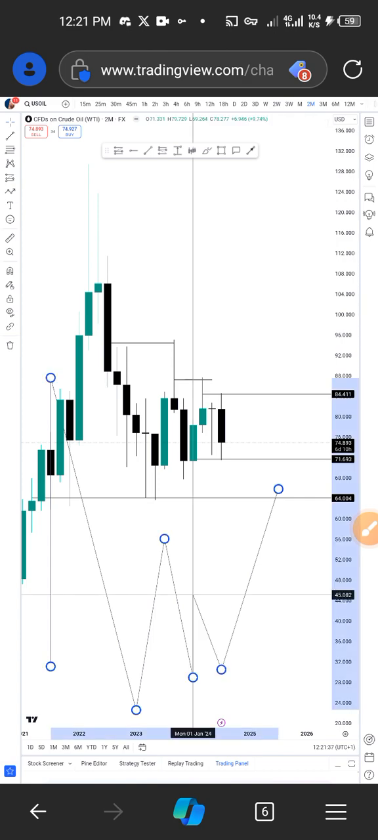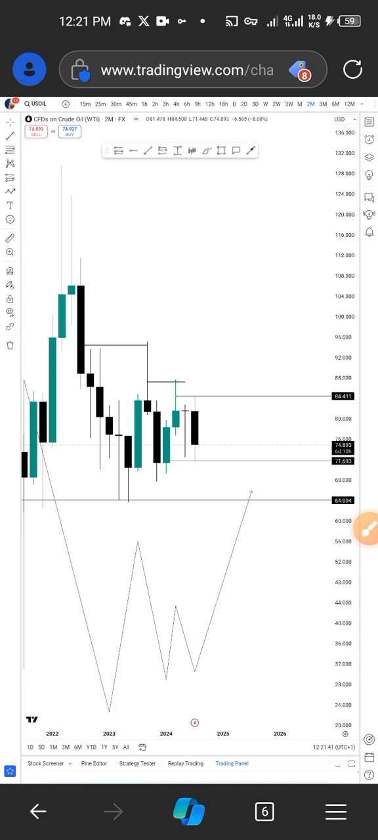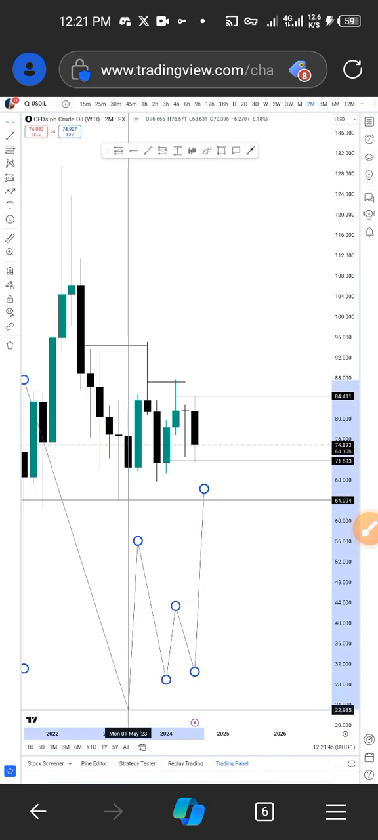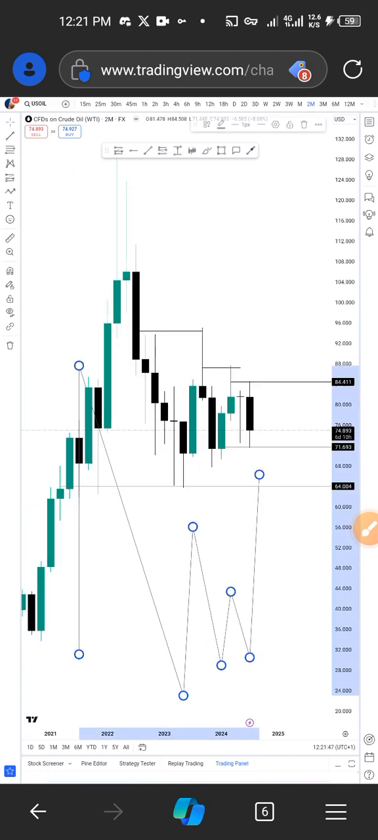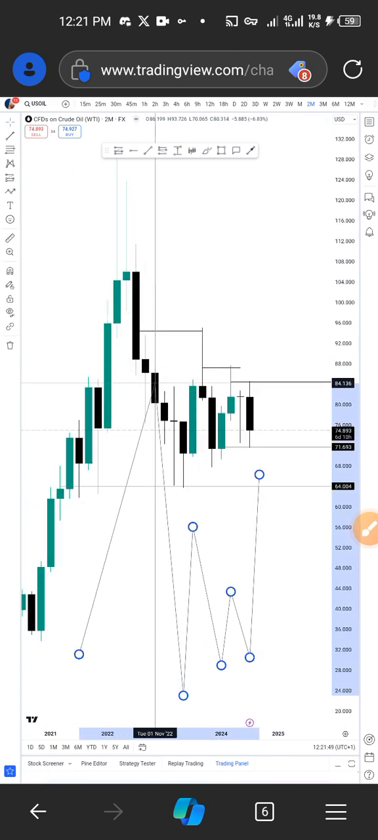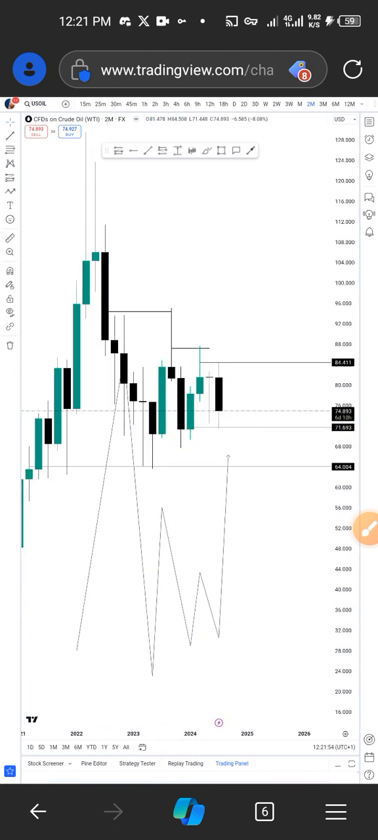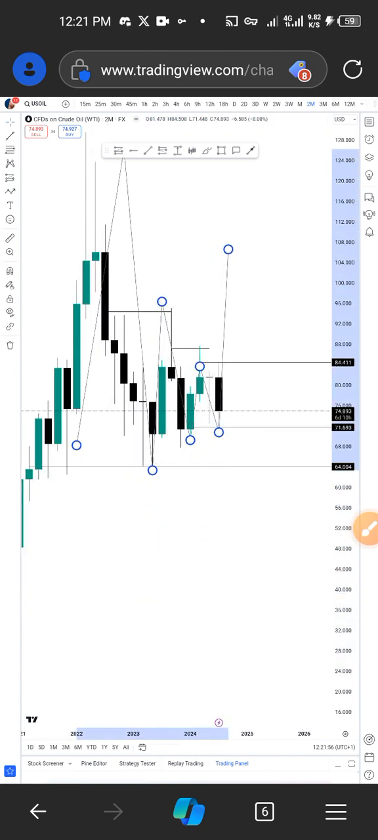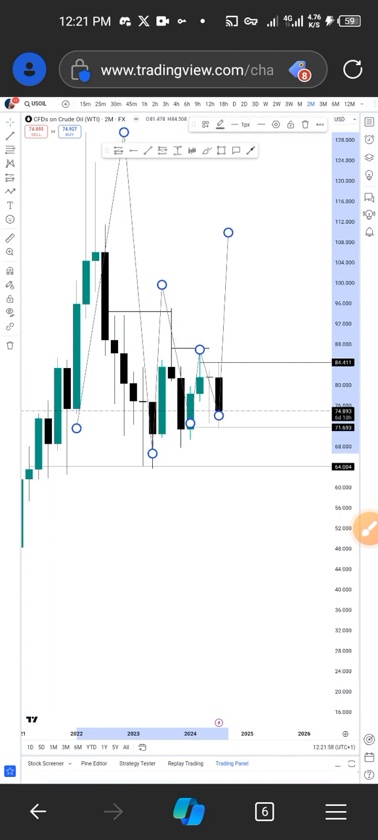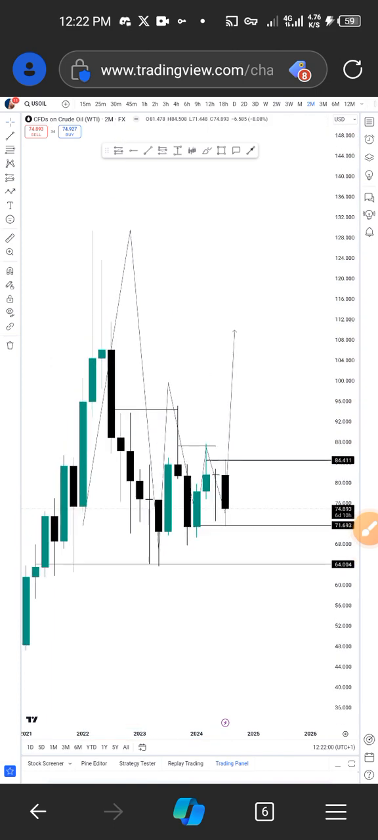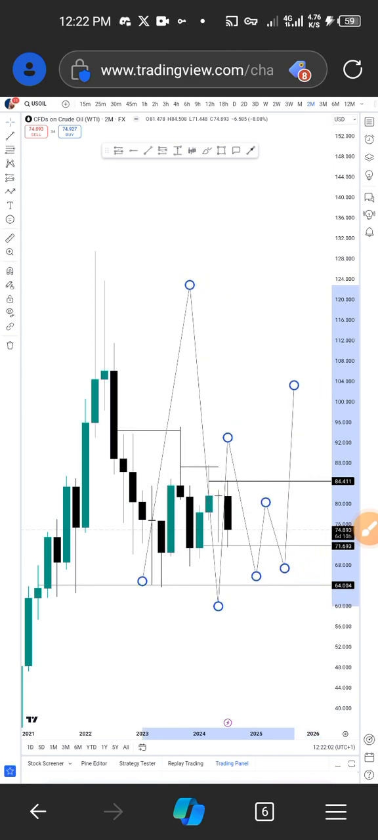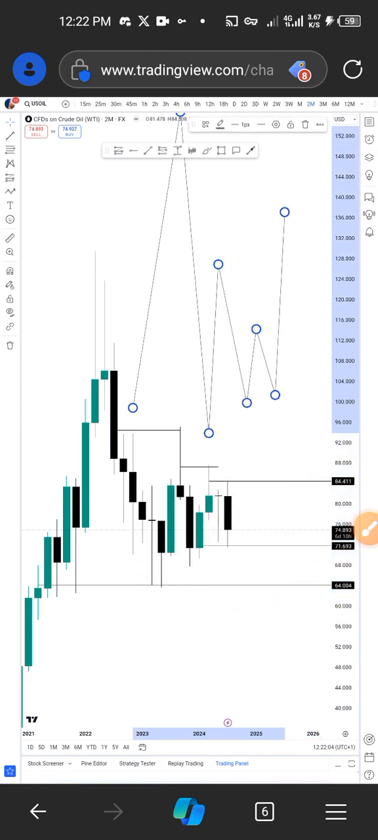Then on the 2 month time frame, you can see the structure. This is what I am saying. It's an indication of a bullish movement. So the structural region was very bad. That is why I took this loss.